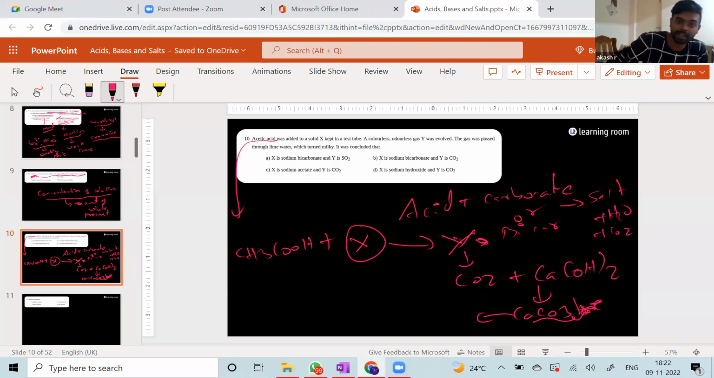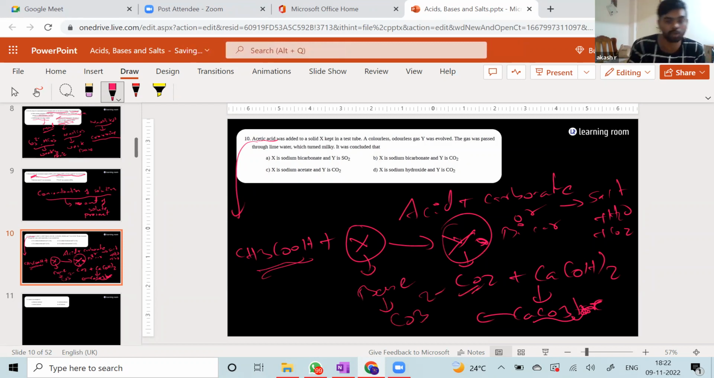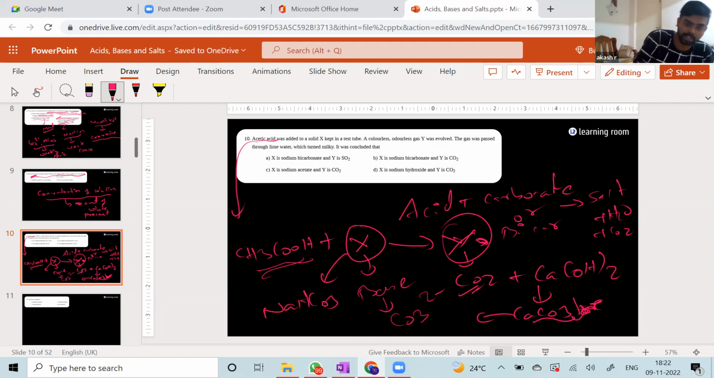So definitely your acid is CH3COOH here, so this should be a base. Then only I'll be able to form CO2. This base should contain CO3 2-. Then only you'll be able to produce CO2. With a normal base and acid, salt plus water will come, but CO2 will not come. So out of these options, X should be NaHCO3, and Y should definitely be CO2. So X is sodium bicarbonate, NaHCO3, and Y is CO2.